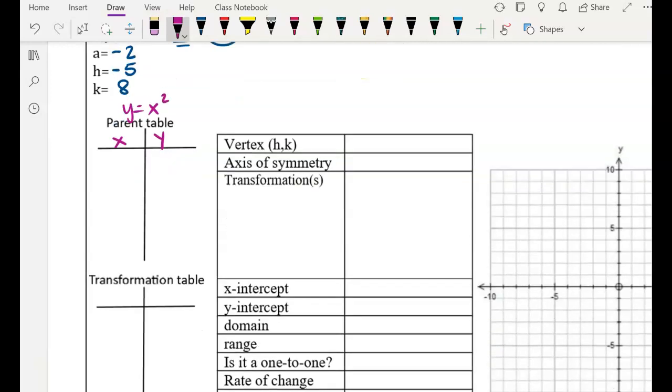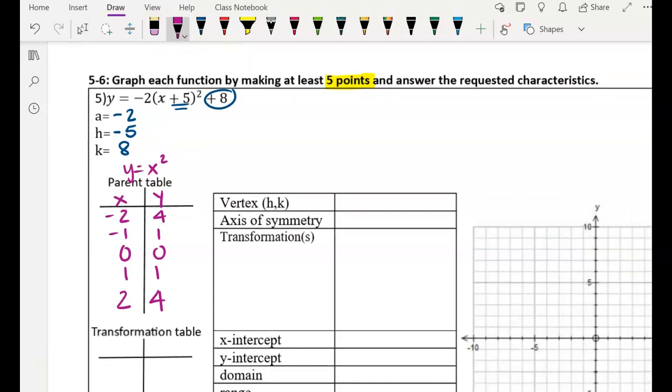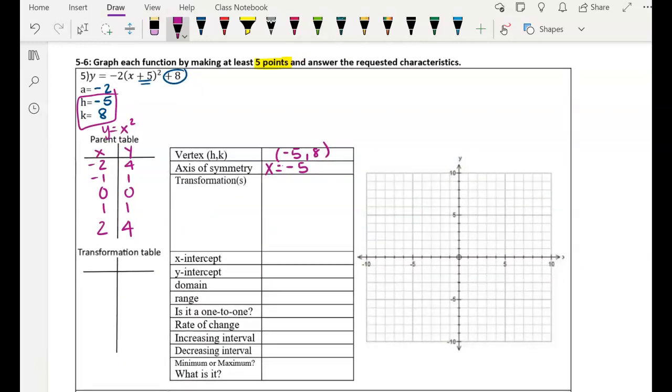Now in your homework, if you make one parent table, then you can use that for the rest of the questions. But if you need the practice, then make a parent table for each and every question, right? Because by the time you want to take your quiz or your test, you should have all of this worked out really fast, like that. So students, since your h and your k is your vertex, that's going to be -5, 8. Axis of symmetry, it's always the h value, so immediately x equals -5.